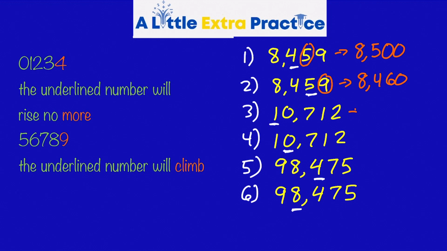This next one, hopefully at this point you'll look at this and say, oh yeah, that's just going to stay at 10,000, and it does. 10,000. And this one, when we round it to the nearest 1,000, it's actually going to be a larger number. 5, 6, 7, 8, 9, the underlying number will climb. So that climbs to 11,000.